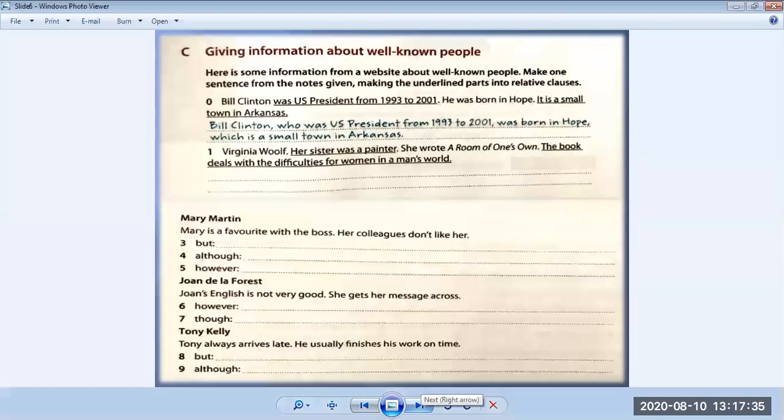Here, given information about well-known people. For example, Bill Clinton was a president from this and that. He was born in Hope. It is a small town in Arkansas. Bill Clinton, who was a US president from this and that, was born in Hope, which is a small town in Arkansas. So let's fill this part.